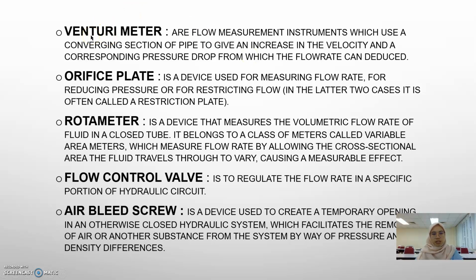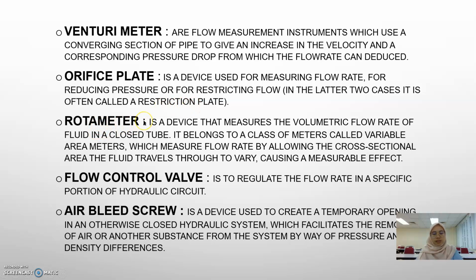First, venturi meters are flow measurement instruments which use a converging section of pipe to give an increase in the velocity and a corresponding pressure drop from which the flow rate can be deduced. Second, orifice split. Orifice split is a device used for measuring flow rate, for reducing pressure, or for restricting flow. In the latter two cases, it is often called a restriction plate.